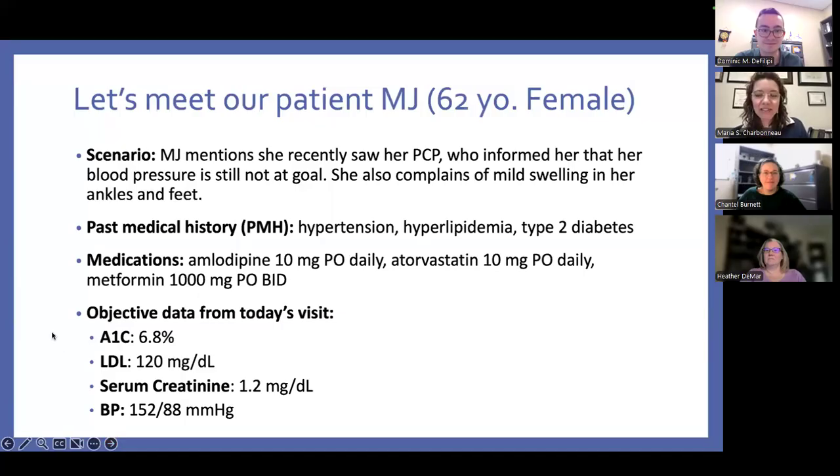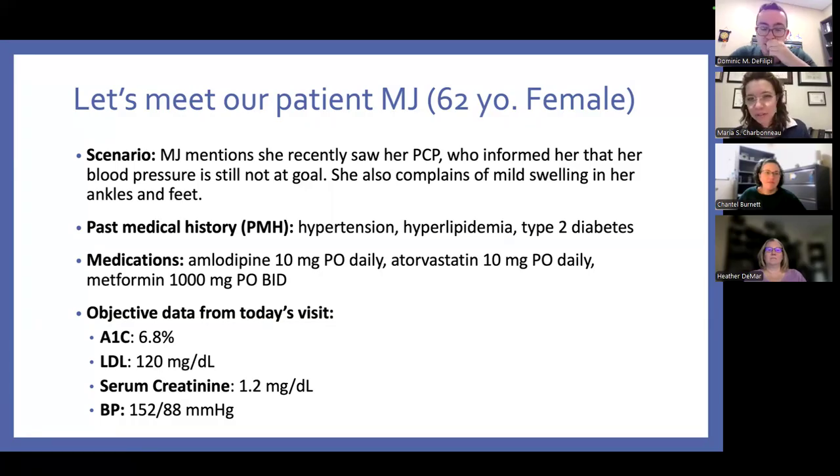And I've given a very, very small case. I do recognize in real life it is a rare day when we have a patient with 3-4 meds. But I knew we only had a half hour together. So it's a very, very small patient case.